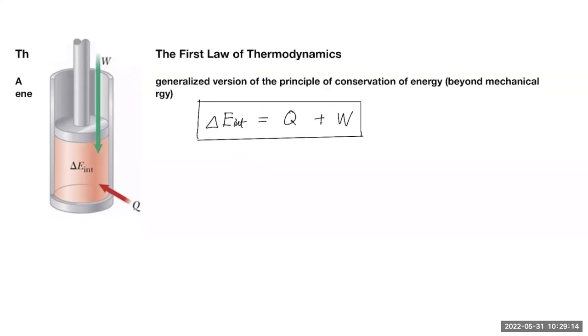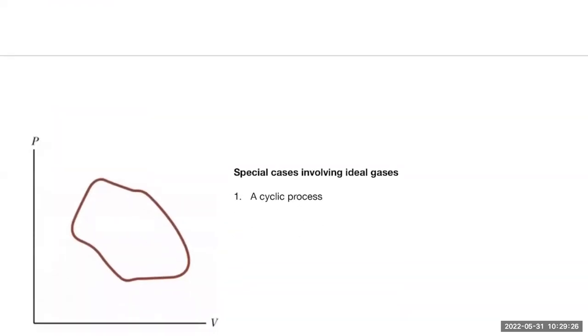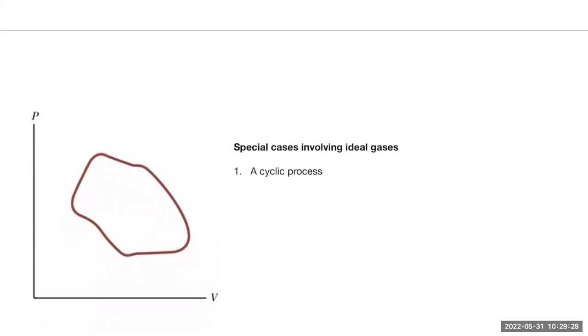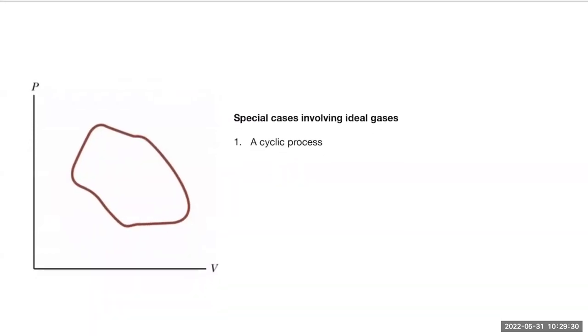So let's see here. What we're going to do now is apply the first law of thermodynamics to study certain processes involving ideal gas. Okay, there are some special cases that we are going to apply the first law to. The first case is a very generalized case, even though it's still special because there's some feature about it. It's a cyclic process, okay? A cyclic process, one of the most important special cases, which is actually still quite general.